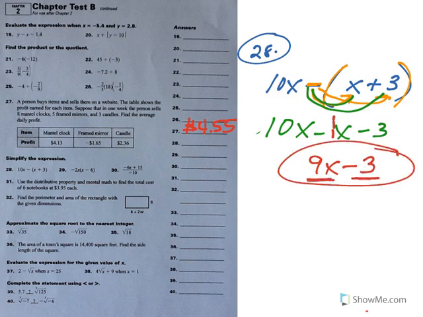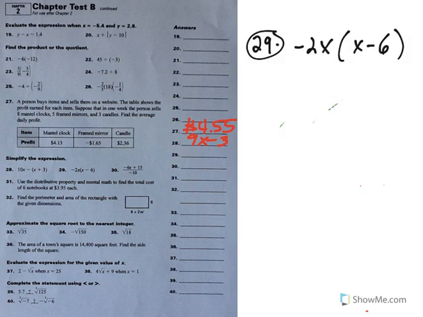These are not like terms, therefore they cannot be combined. Answer, 9x minus 3. 29, we have negative 2x times the quantity x minus 6. Distribute this times x. Now, in front of the x there's a coefficient of 1, so you can think of this as negative 2 times 1, which is negative 2, and then x times x, which is x squared, negative 2x squared. Keep going though.